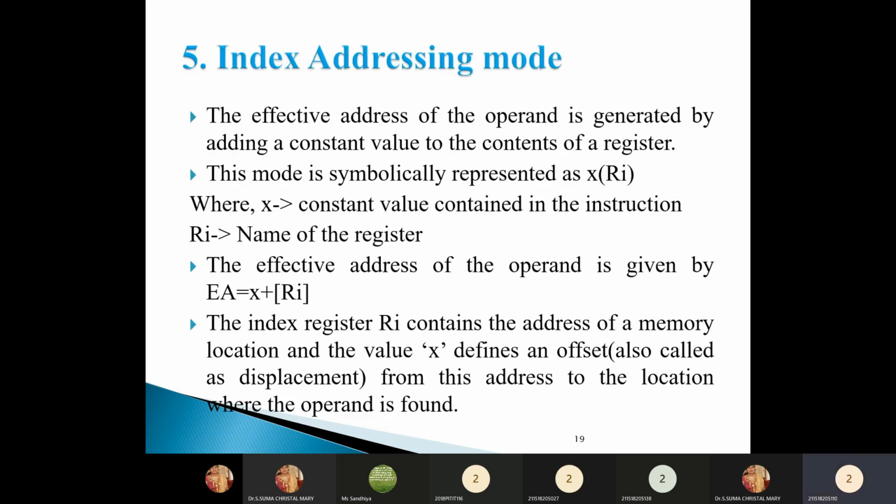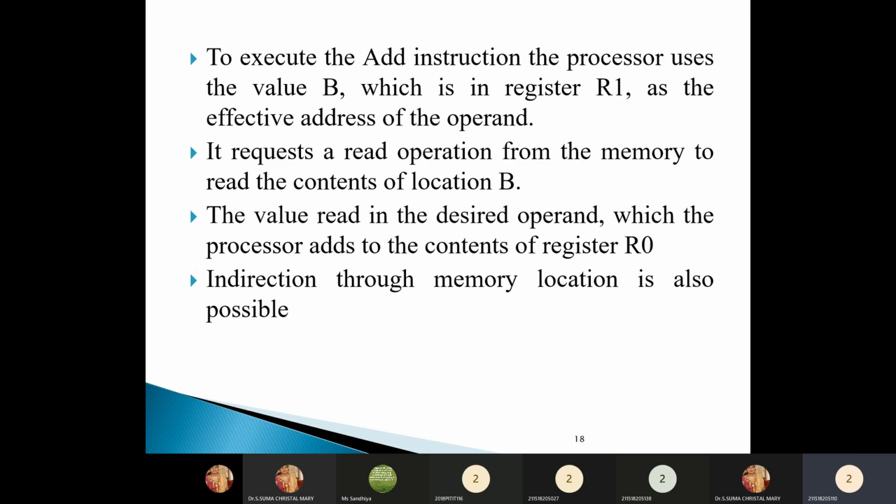Here we have the example of indirect addressing mode. To execute the add instruction, the processor uses the value B, which is in register R1, as the effective address of the operand. It requires a read operation from the memory to read the contents of the location B. The value read is the desired operand, which the processor adds to the contents of register R0. Indirection through memory location is also possible, as we can see in the example.